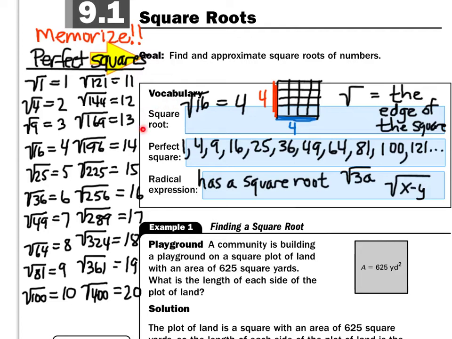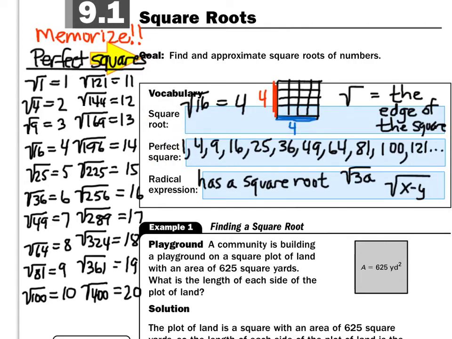Okay, well, let's talk about what is a square root. So if I ask you for the square root of 16, you would tell me it's 4. And I think a visual picture is kind of nice to look at. If I drew a square and I broke it into 16 equal pieces, so the area was 16, you know that each of the edges would be 4. Well, the square root just represents one of the edges of a square.